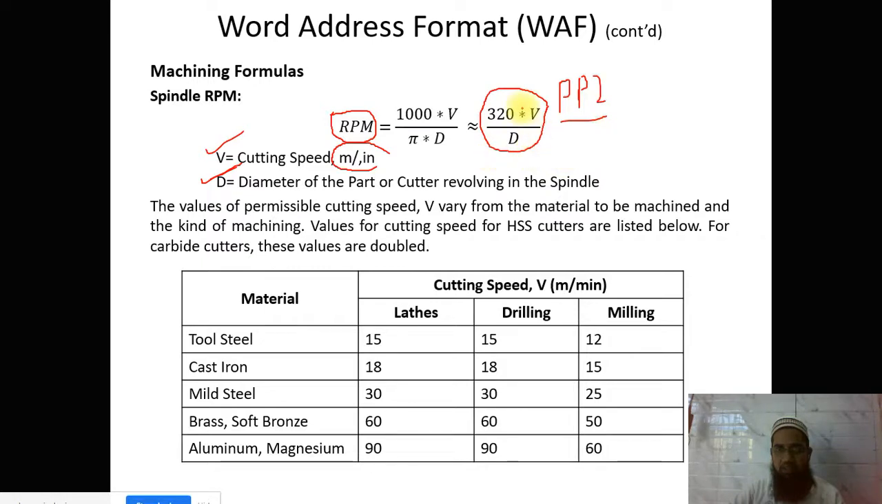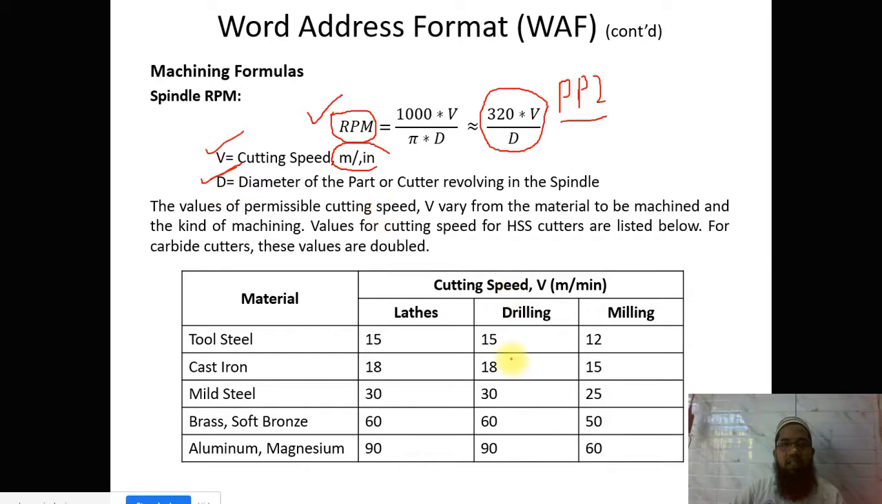So you have to remember these formulas, because in the question we always use the speed in RPM, but in the numerical they always give the cutting speed as V, and the diameter is given as D. Okay, so you have to convert it into the RPM.